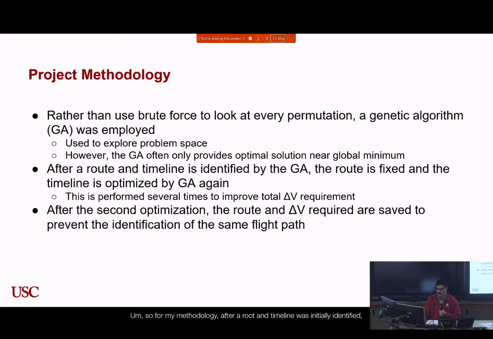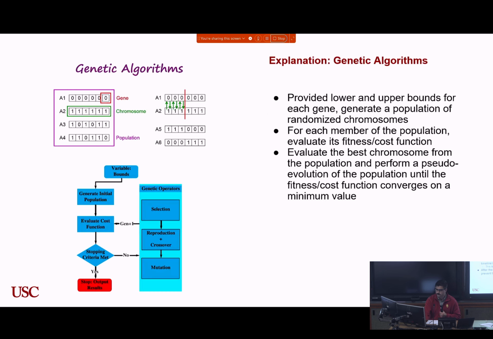So for my methodology, after a route and timeline was initially identified, I fixed the route and then tried to optimize the delta V based off the timelines for that route. I performed that about 5 times to try and get the best opportunity that I could. And once that was minimized to the best of my ability, I locked that route into place so that the genetic algorithm would not find that opportunity again.